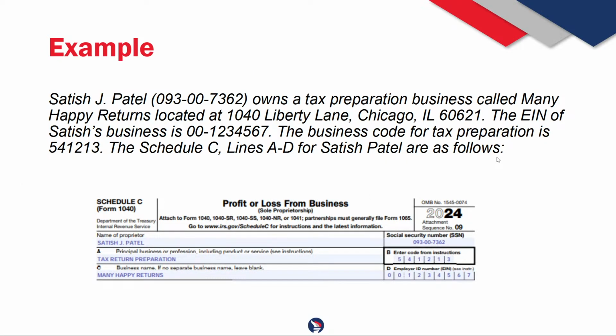So we have Mr. Patel, tax preparation business called Many Happy Returns. EIN of his business is this. And so we see that he's got it entered in here. Here's our client social security number. Here's the employer identification number. And the tax code, or the code for tax preparation services is 541213.